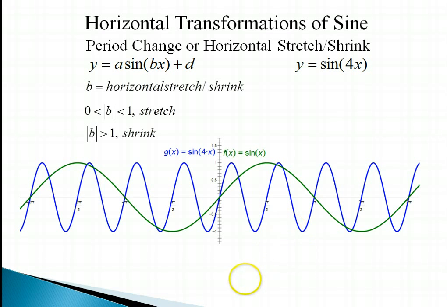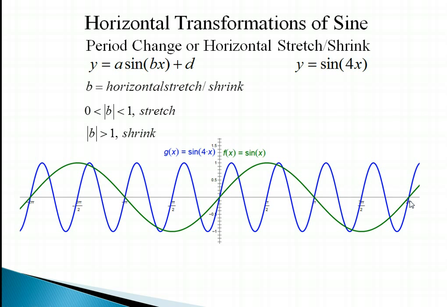So looking at our two graphs, the green one is sine x, the blue one is sine 4x. Now, normally a sine graph has a period of 2 pi. But when I multiply the x value by 4, you can see that we have a lot more highs and lows and zeros between 0 and 2 pi than the previous graph.